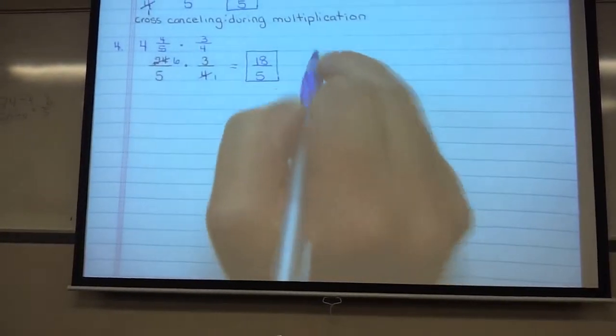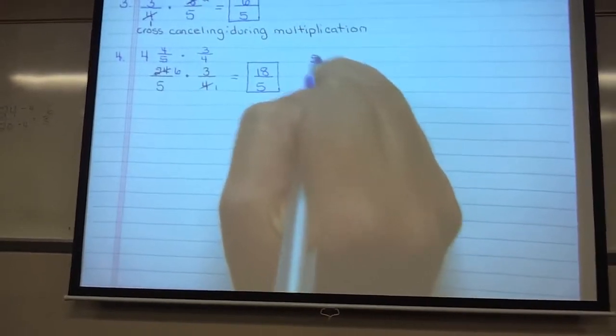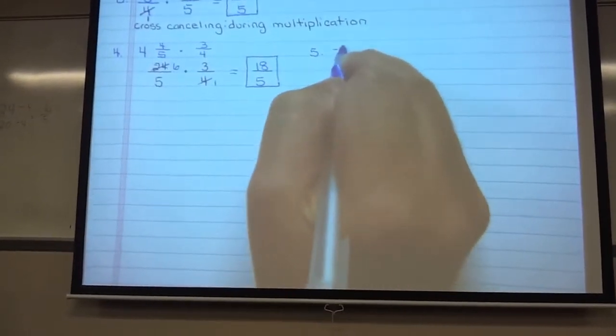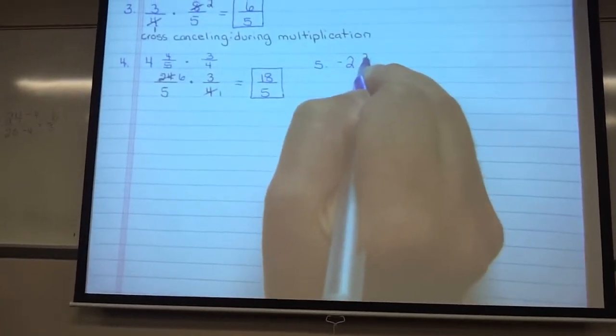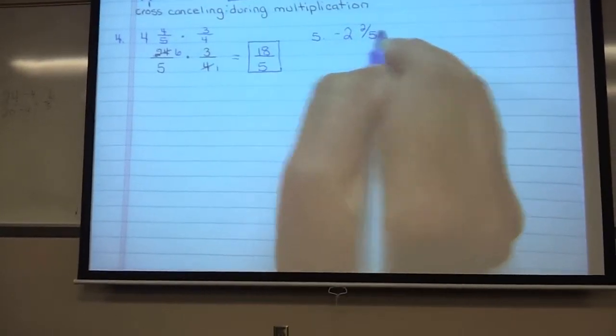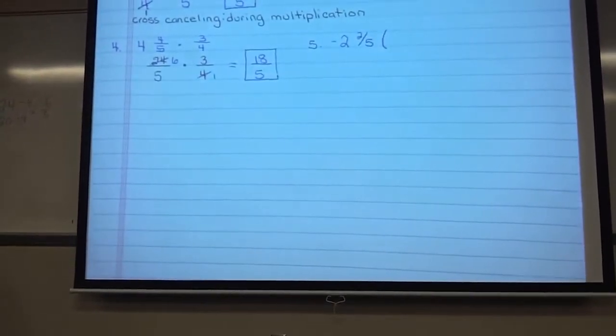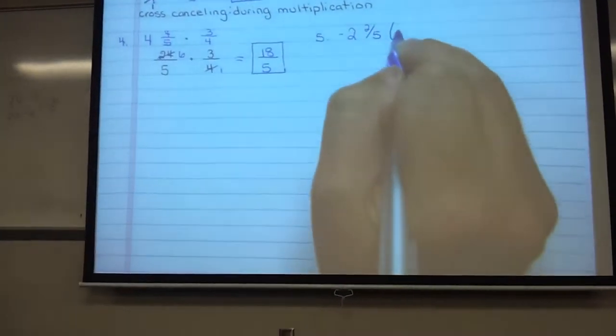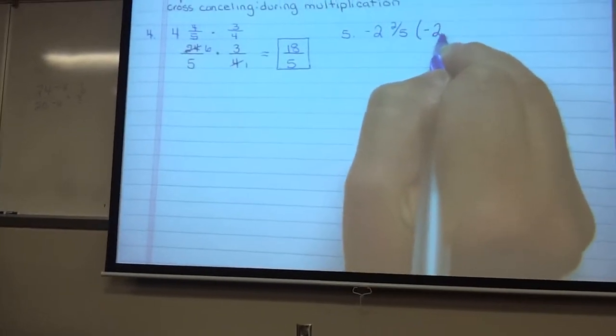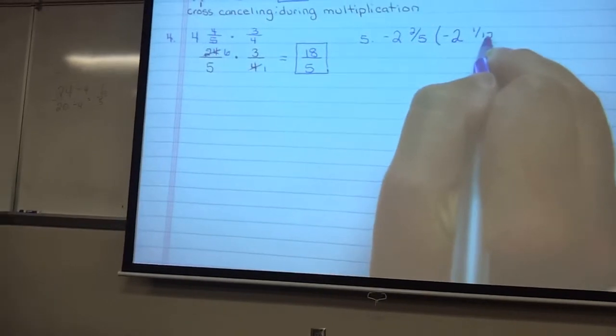All right, let's try one more. Just plain old numbers. Negative 2 2/5. And remember, you could put a dot. Sometimes they're going to put parentheses in here, so I'm going to show you it both ways. Negative 2 1/12.